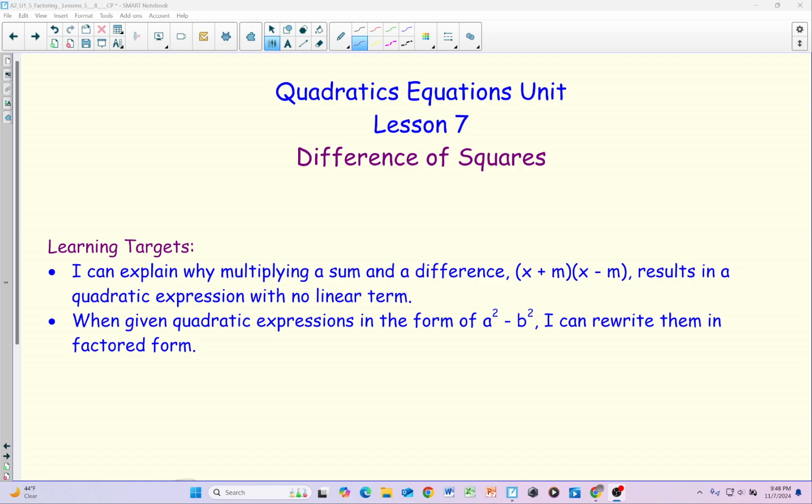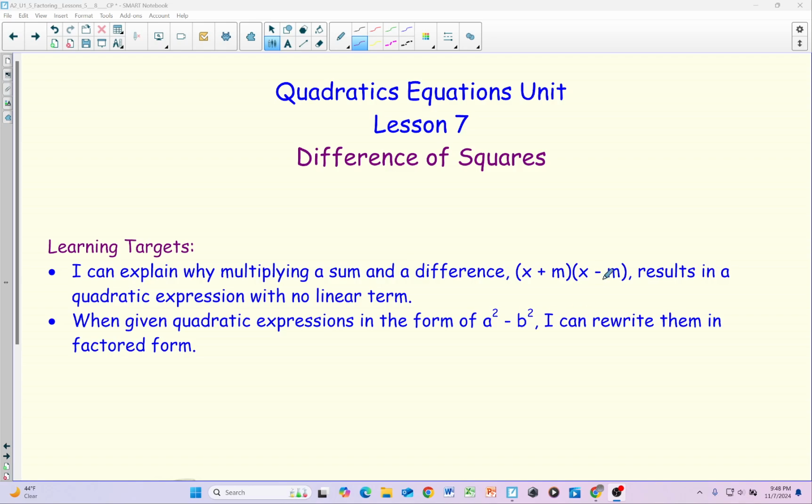What we're looking for here is dealing with factoring patterns that have this form, x plus m and x minus m. So eventually we're going to look at multiplying these sorts of polynomials together and how it's going to result in a quadratic expression with no linear term. So we'll get a chance to see that.